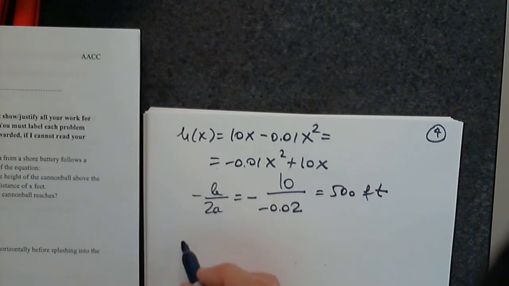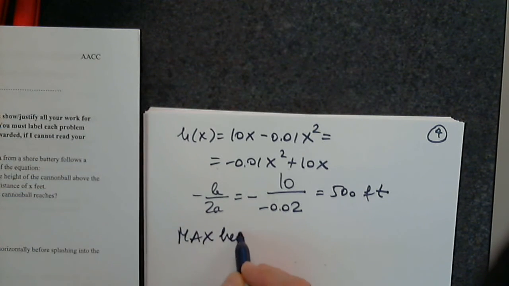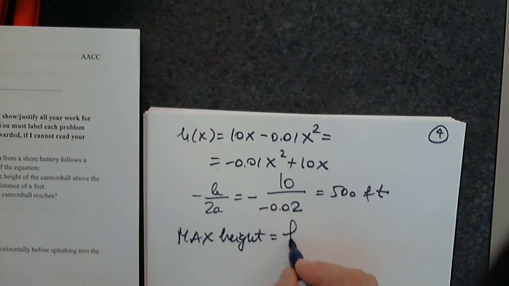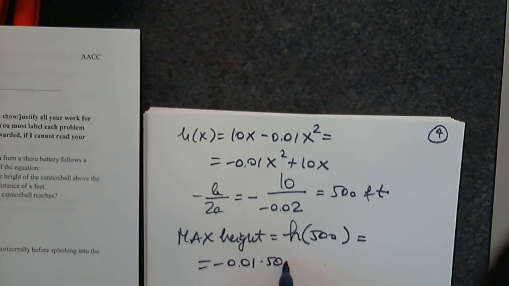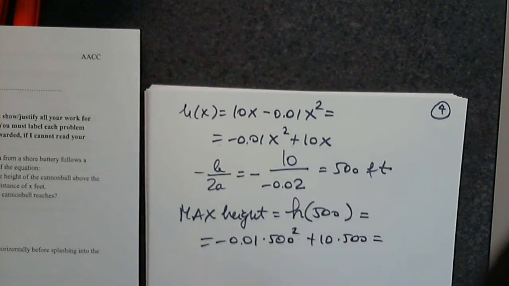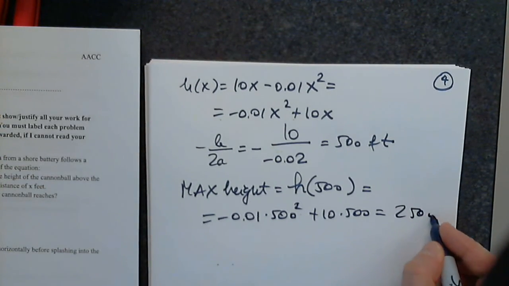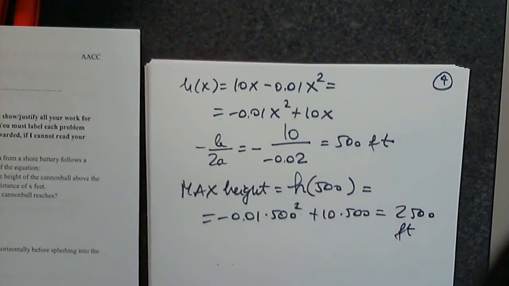But in order to find the maximum height, yes, I have to find h of 500. And that is negative 0.01 times 500 squared plus 10 times 500. And what did we get? 2,500. Measurement unit? Feet. Good. Now, how far does the cannonball travel horizontally before splashing into the water? What are we asked here? Is everyone okay with part A?